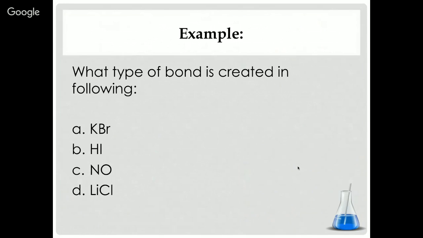Let's look at an example. What type of bond is created in the following? So we have A, B, C, and D. For each one, take a moment and try to identify what type of bond is occurring.